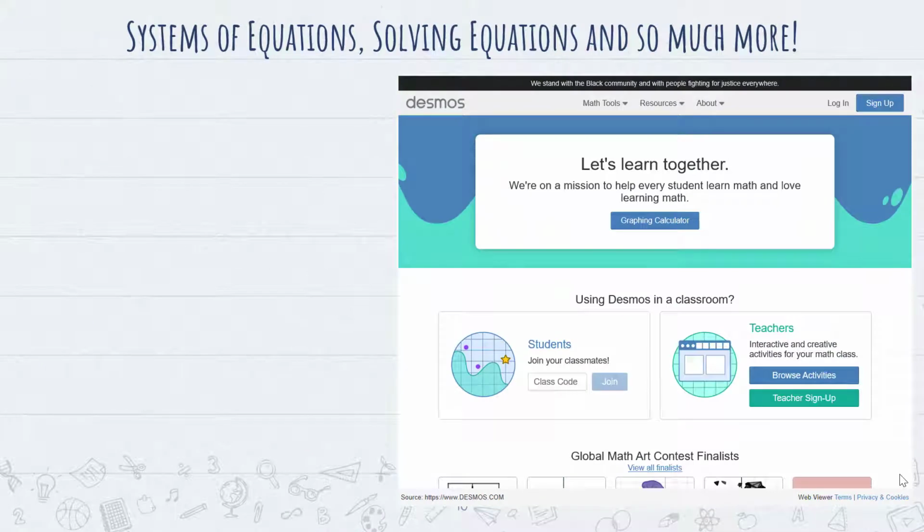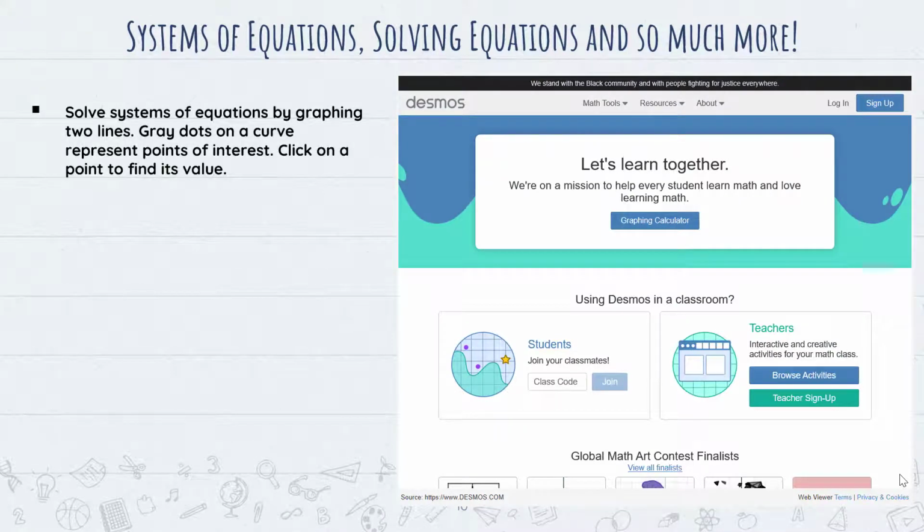A perfect use for this is when teaching how to solve systems of equations by graphing. Desmos quickly allows me to graph 2 lines in any form. Let me show you. We're going to graph, let me hit graphing calculator.